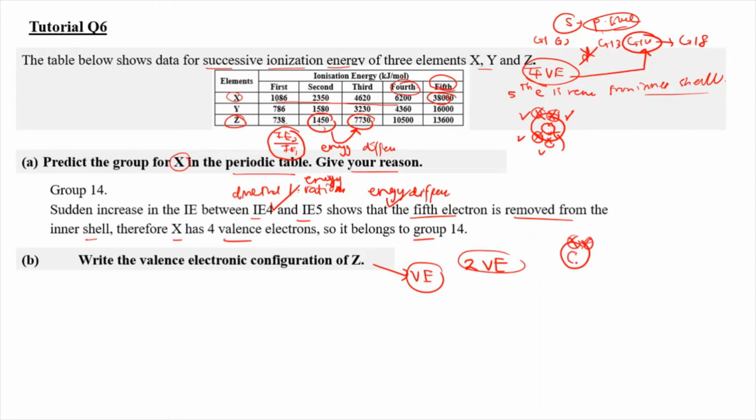So I know that it is in group 2 because it has 2 valence electrons. And as a result, it can be converted into the electronic configuration of ns2, because I don't know the period here. So I can just say that the electronic configuration of Z is going to be ns2.